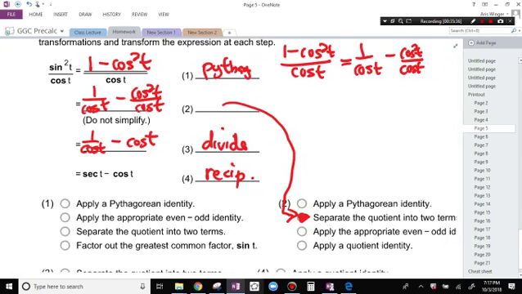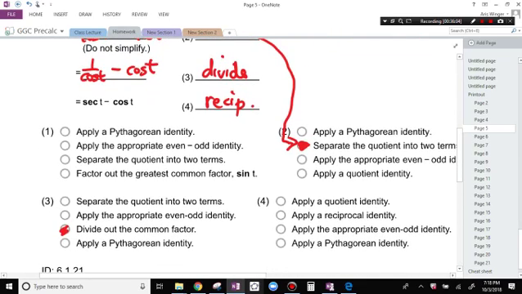So we had this, and now I cancel out one of the cosines, which means I divide out a common factor. What we call canceling, they call dividing out a common factor. The numerator has 2 cosines, the denominator has a cosine. We cancel one of the cosines out, divide out a common factor. And then the fourth one is that you're left with 1 over cosine. That becomes secant because that's a reciprocal identity.